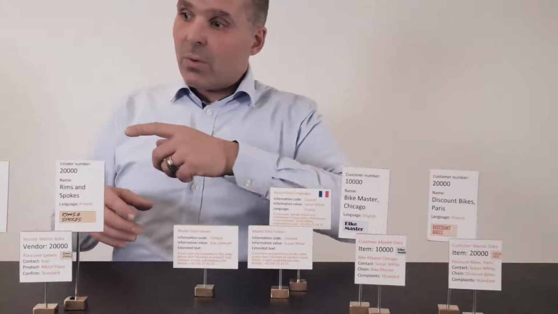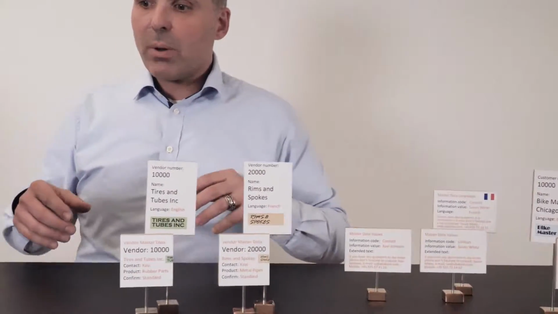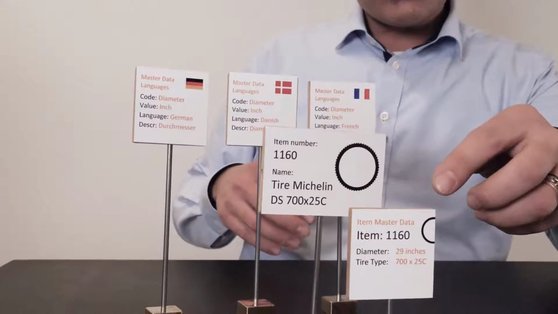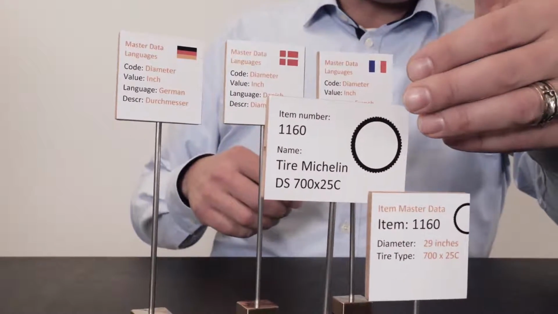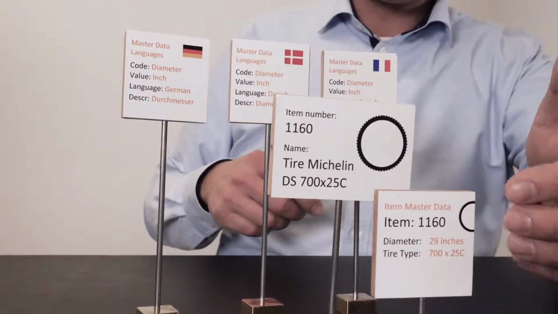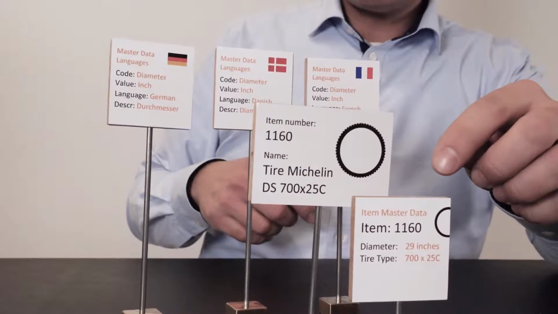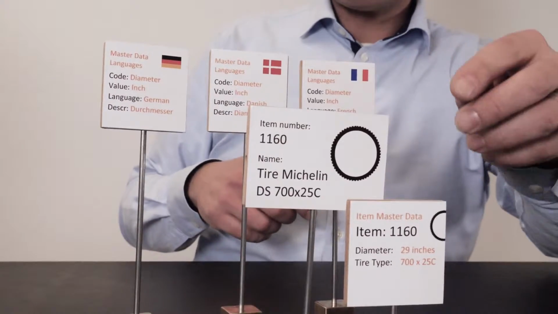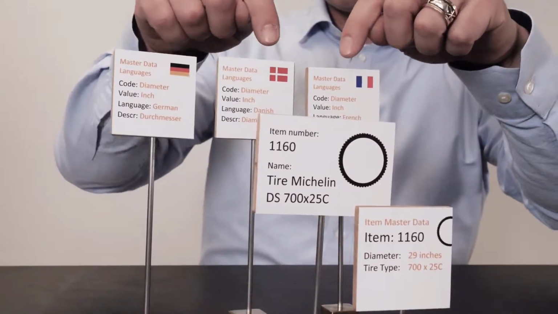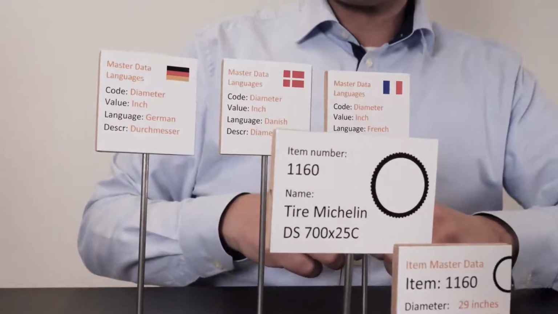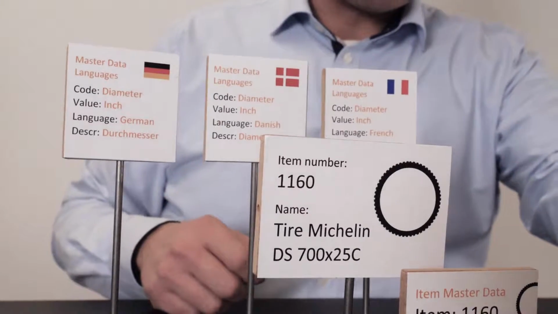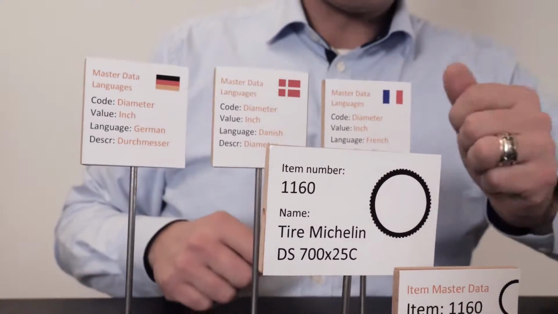So let's take an example over here on items. We have the same paradigm. In this example, we have an item 1160. And in this item, we also have master data down here. We have some diameter, tire types, etc. And the diameter value is written one place, on the information value code, says diameter. And I could add languages on this diameter, so it's called something different in, for instance, French or Danish and German, and it has a default name down here.